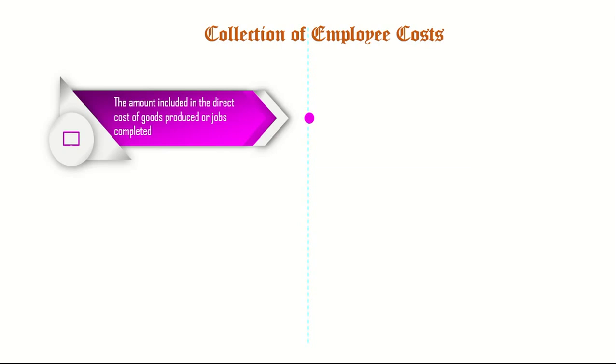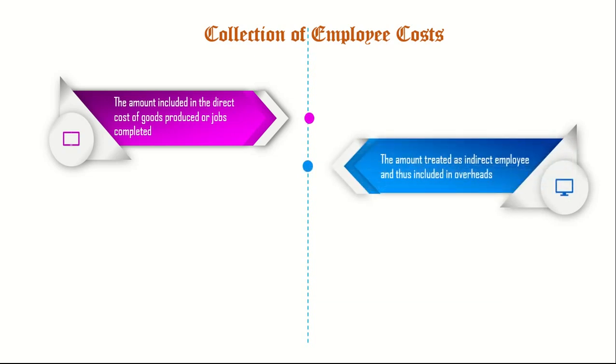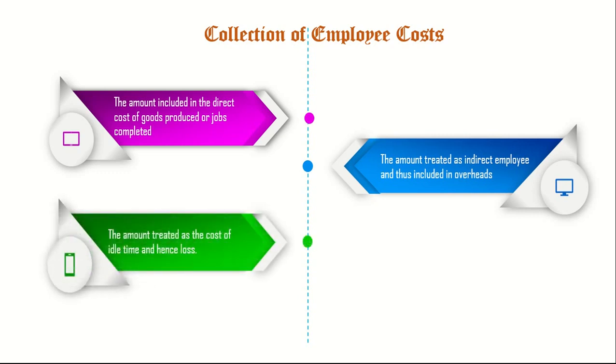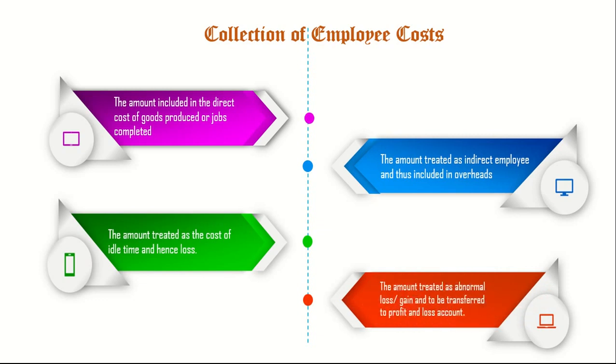Collection of employee costs. The task of collecting employee costs is performed by the cost accounting department, which records separately wages paid to direct and indirect employees. It is the duty of this department to ascertain the effective wages per hour in each department and to analyze the total payment of wages of each department into the amount included in the direct cost of goods produced or jobs completed, the amount treated as indirect employee cost and thus included in overheads, and the amount treated as the cost of idle time and hence loss, the amount treated as abnormal loss/gain and to be transferred to profit and loss account.